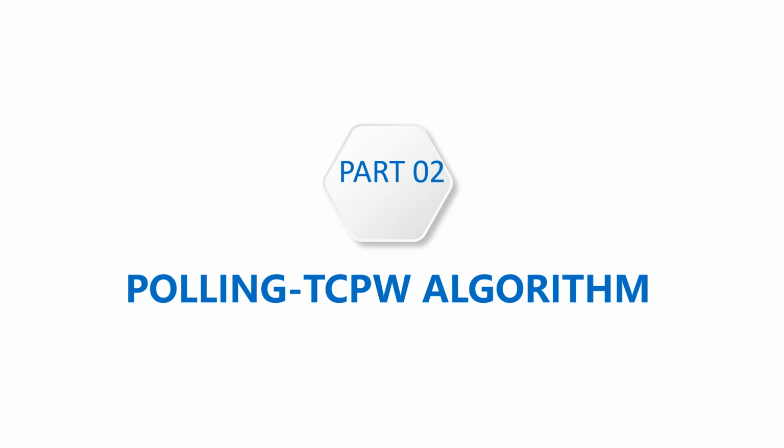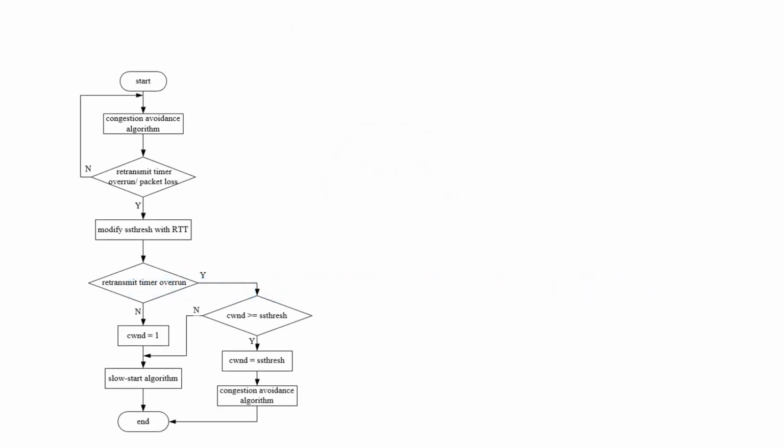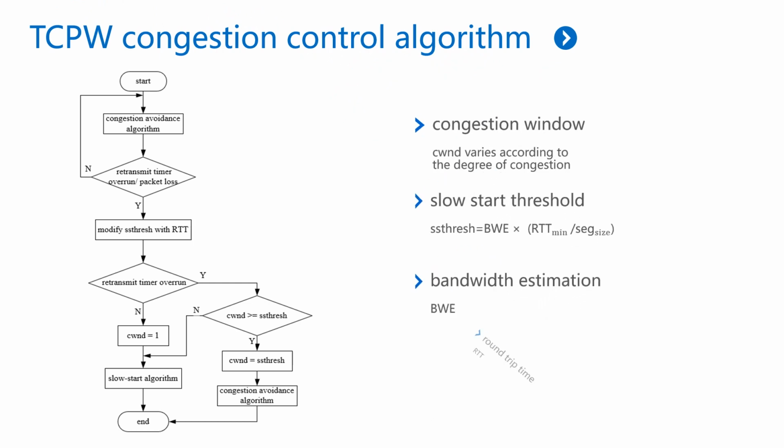In order to solve this problem, an adaptive sliding window algorithm, polling TCPW, is proposed for the RLC protocol based on the improved TCP Westwood congestion algorithm in the TCP communication protocol. Our algorithm is based on the TCPW congestion control algorithm. The picture shows the workflow of the TCPW algorithm.